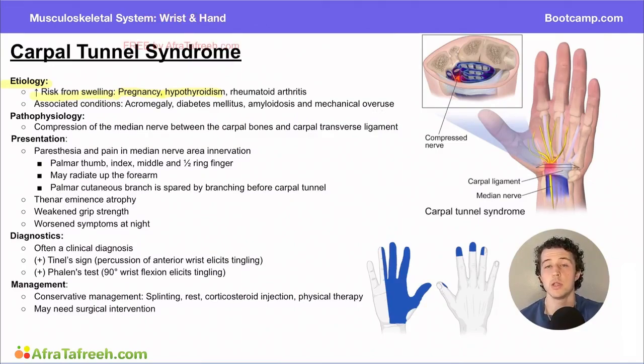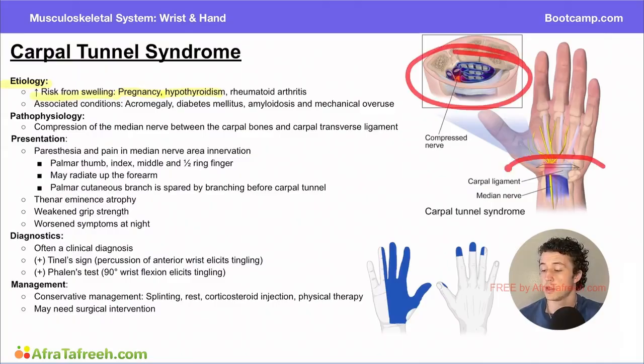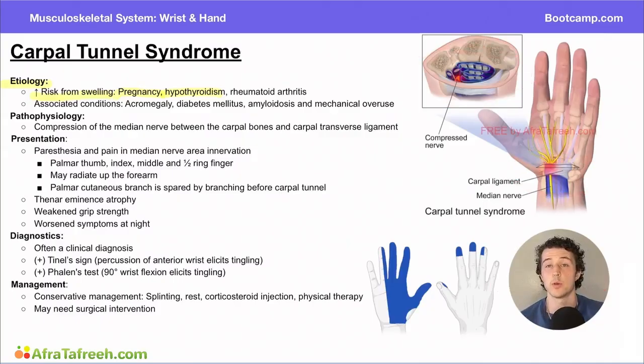Traditionally, these are found in the pretibial region or in the eye, causing swelling there. But this can also happen in the wrist. And if it does happen in the wrist, then that can contribute to carpal tunnel syndrome. And there's also an increased risk from rheumatoid arthritis. Remember that this can cause inflammation and swelling in the wrist region, and that can contribute further to compression of the median nerve.